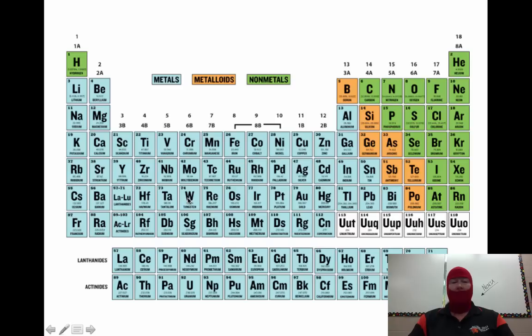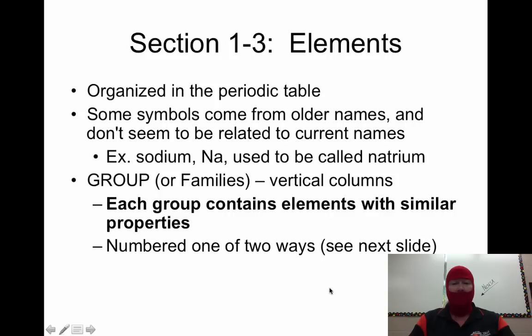Now on the periodic table, the vertical columns are called groups or families. And they all have very similar properties. So for example, group 17 elements here are the halogens. They all behave very similarly to one another, as do group 1 elements behave similarly to one another. So each group contains elements with similar properties.